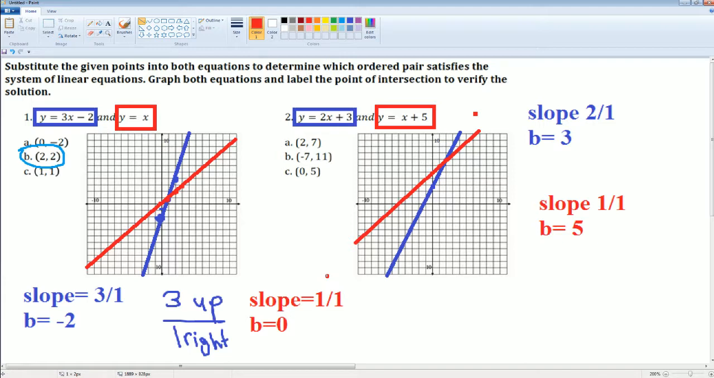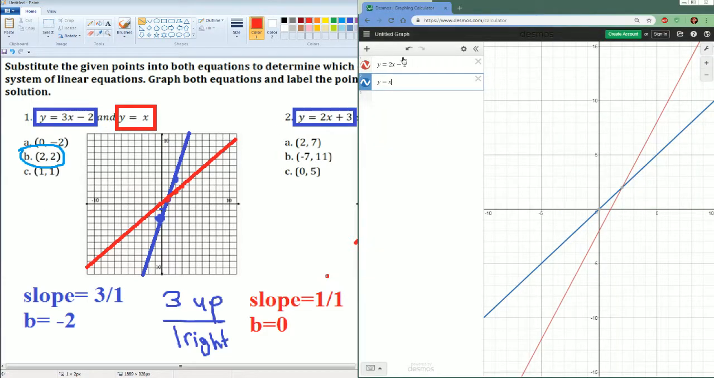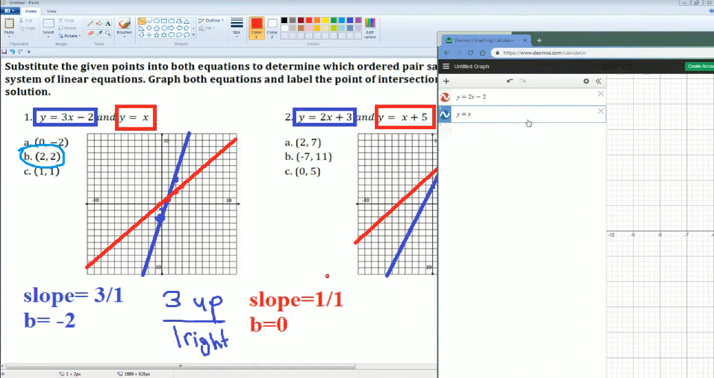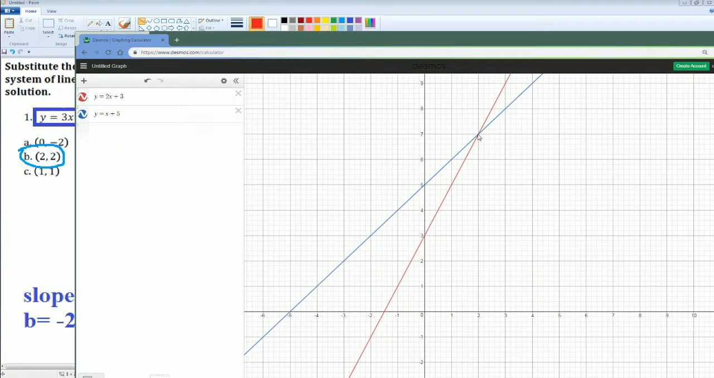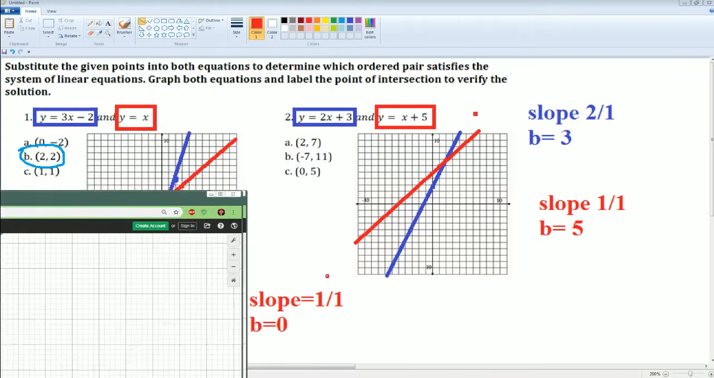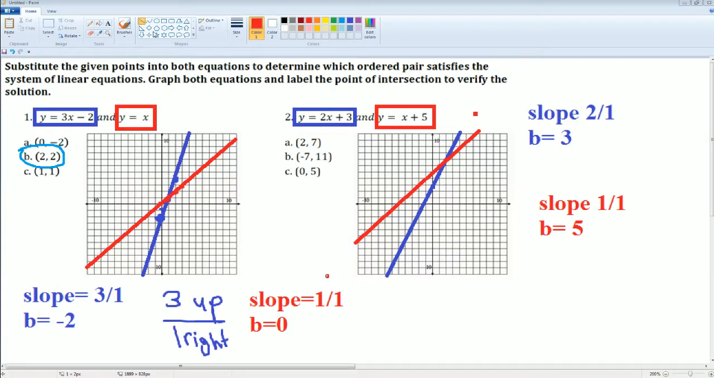Alright, let's just pull up Desmos to see it. Again, you won't have Desmos on the tests, but I wanted to show you how you can use Desmos to check your work. So y equals 2x, and the other one was y equals x plus 5. The intersection should be 2, 7. Yep, perfect. We graphed it right. It is at 2, 7, and that would be the solution. So 2, 7 would be the solution for this one.